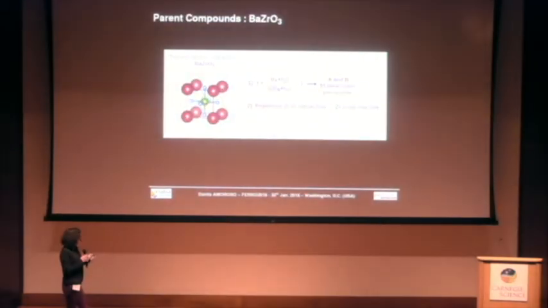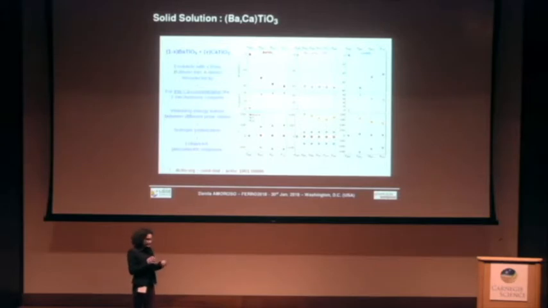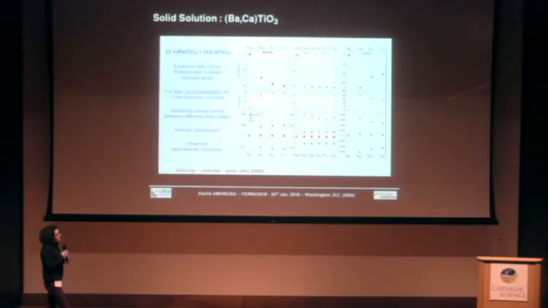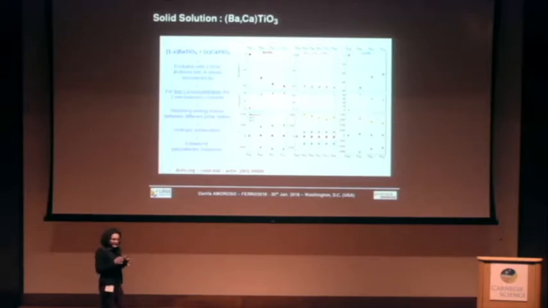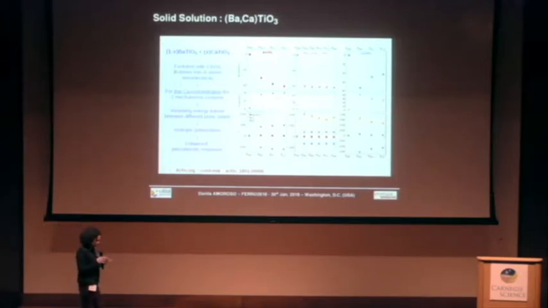So what we have seen is that when we are going from barium titanate to calcium titanate, we are changing the character of the polar distortion. In particular, for low calcium concentration, the two mechanisms, the B-site and the A-site mechanism, will compete, and this produces a free access to different polar states. And this corresponds to an isotropic landscape for the polarization, and so this favors the enhancement of the piezoelectric response.